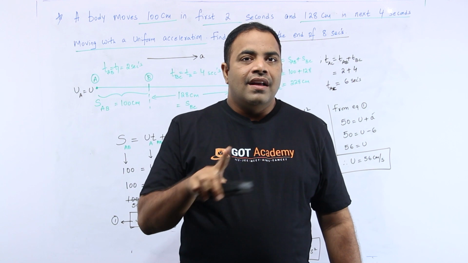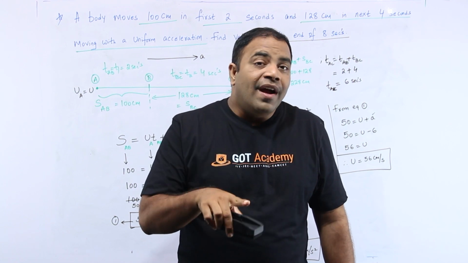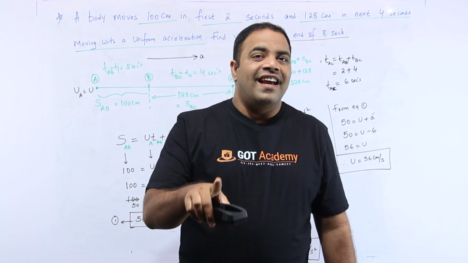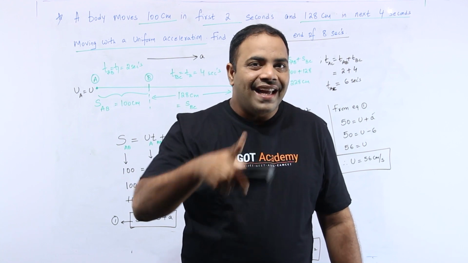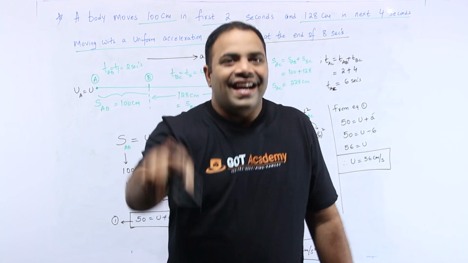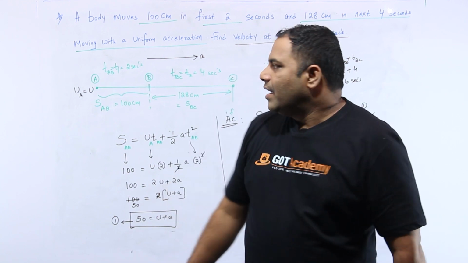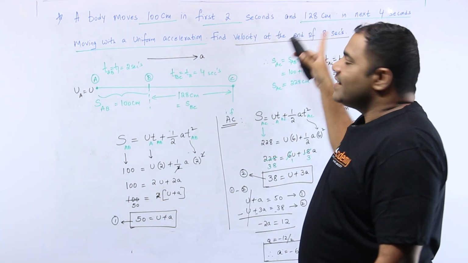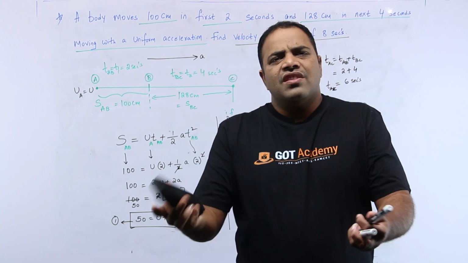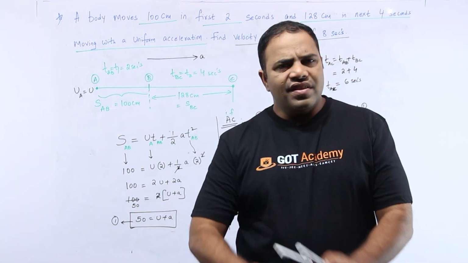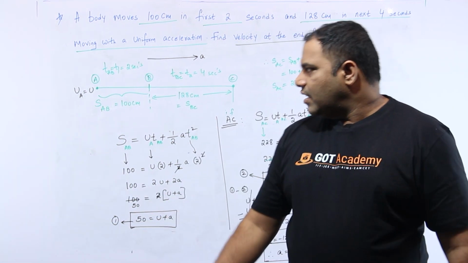Earlier I mentioned the formula to find the velocity at the end of t seconds. Repeating: velocity at the end of t seconds, some time is given, so v is equal to u plus at. Here in place of t seconds, there is 8 seconds. So instead of t, you put 8. Enough, everything is over. Okay, my dear? See the way I do here.